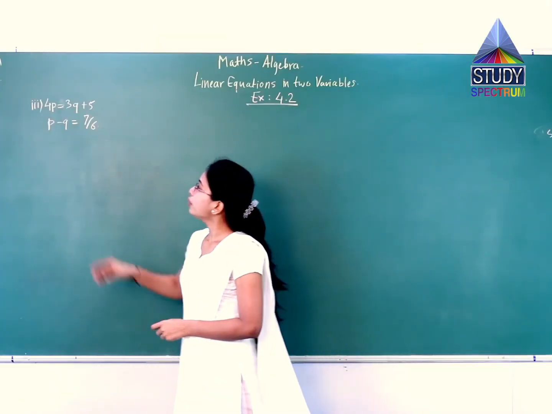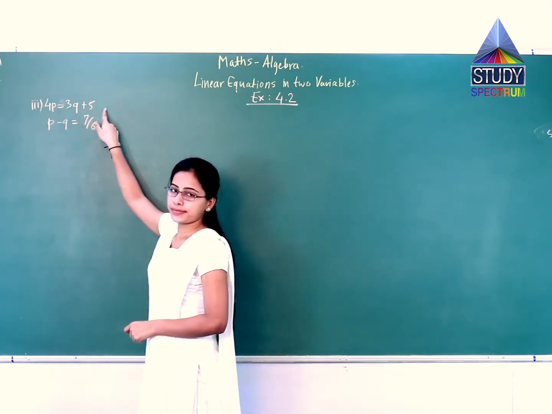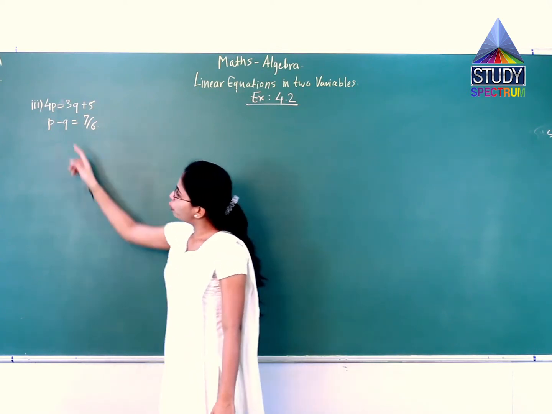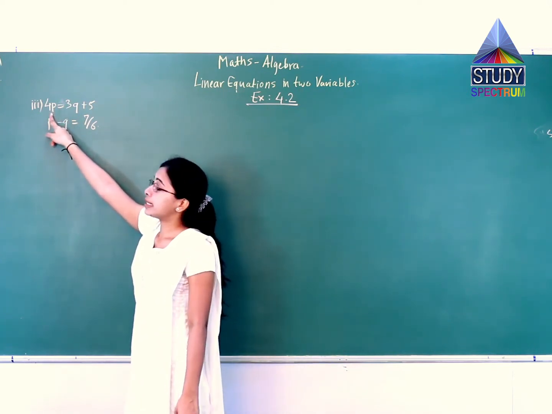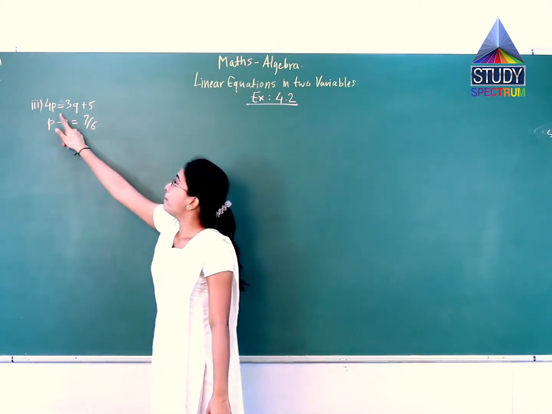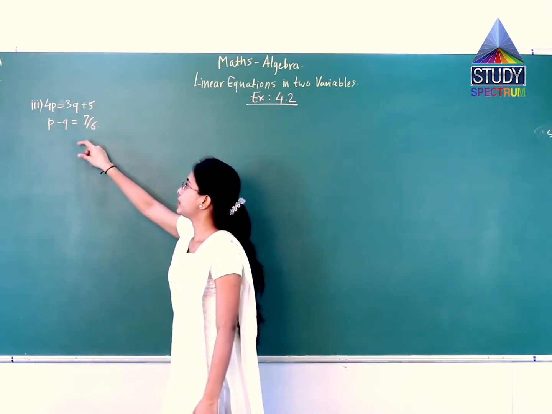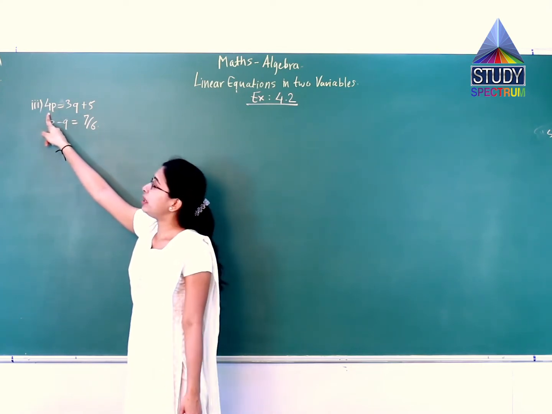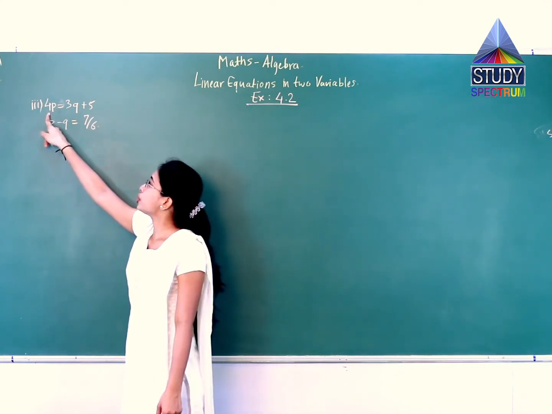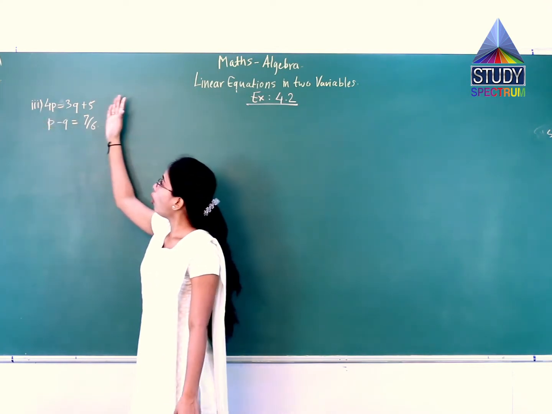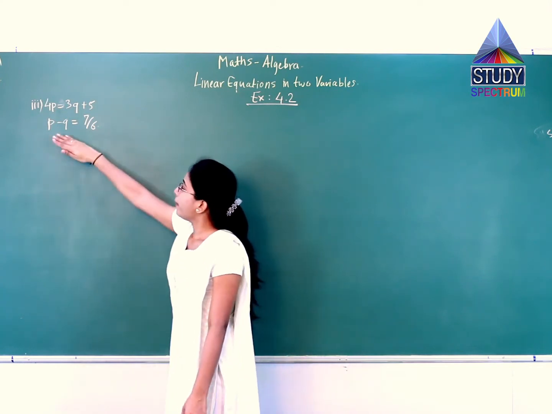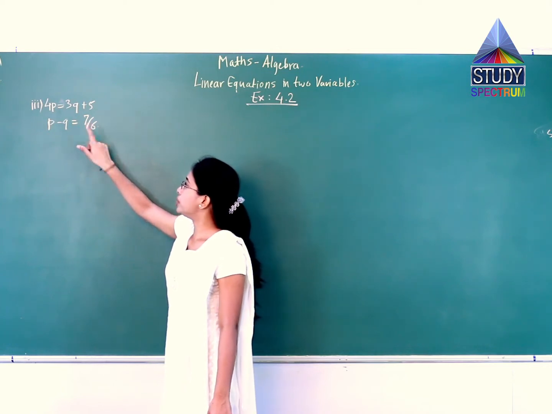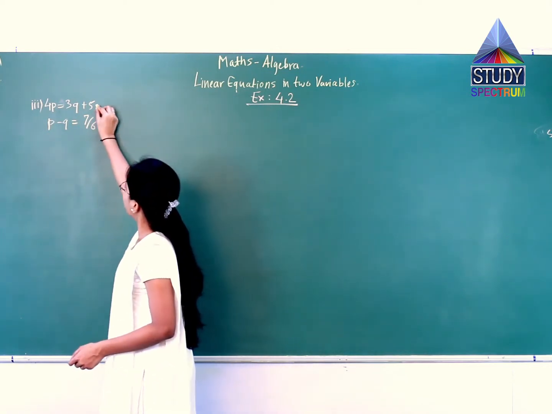Third example we have 4p is equal to 3q plus 5 and p minus q is equal to 7 by 6. So looking at the first equation, you will see that we have directly p is equal to 3q plus 5. But you can see p has a coefficient of 4. So we can't substitute p from equation 1. In order to substitute, we have to transfer this 4 to the right hand side. So it will get complicated. But in the second equation, you can see we can obtain p or q directly. So just have a look.